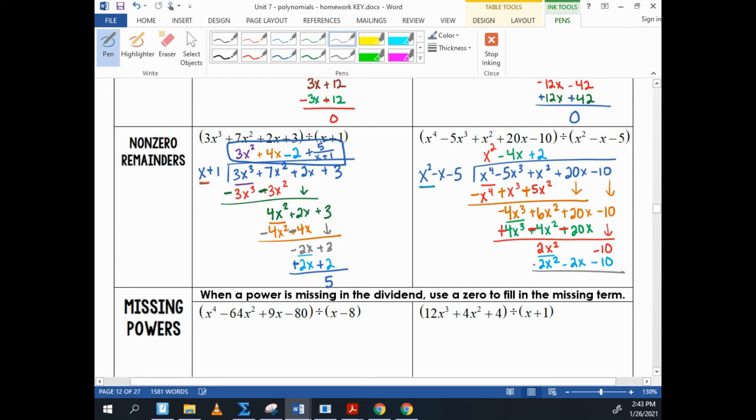So we're going to subtract, and subtracting a negative means to add it. And we're left with 0x squared. We have that 2x right here. Oh, and the 10s go away as well. So we just have a remainder of 2x. It's positive, so we're just going to write a plus 2x all over x squared minus x minus 5. And that little thing right there is our answer.